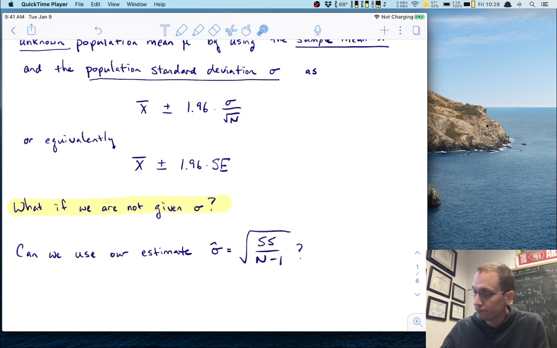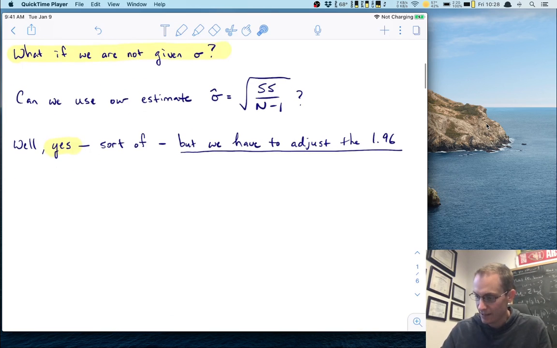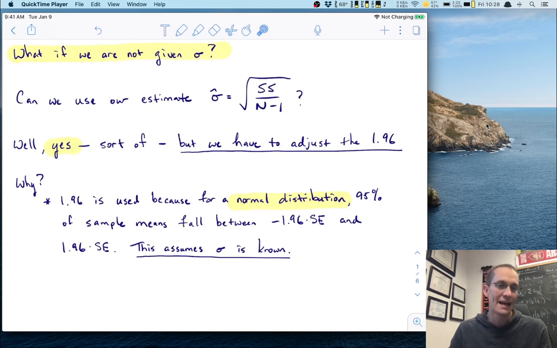Why not, right? Well, mostly it's a good idea. So I'll say yes, sort of. But the big thing is we're going to have to adjust this 1.96 part. It's no longer going to be 1.96. What is it? Well, why are we going to have to do this?